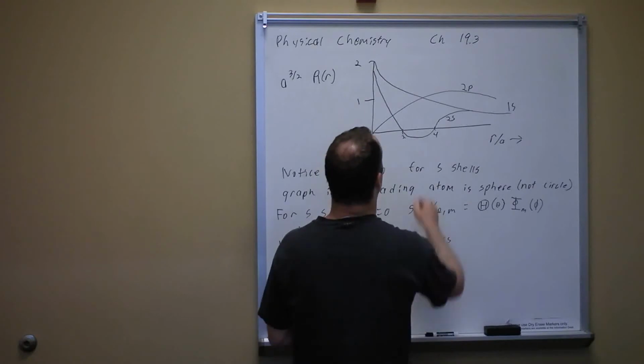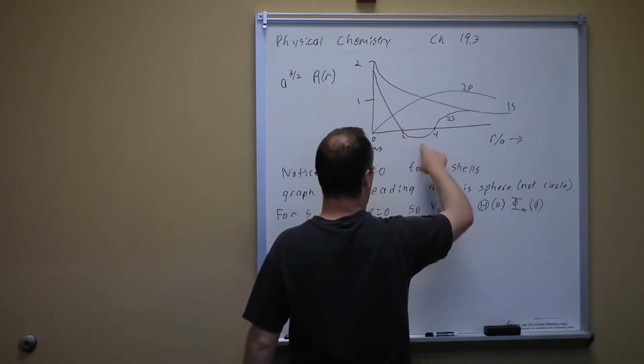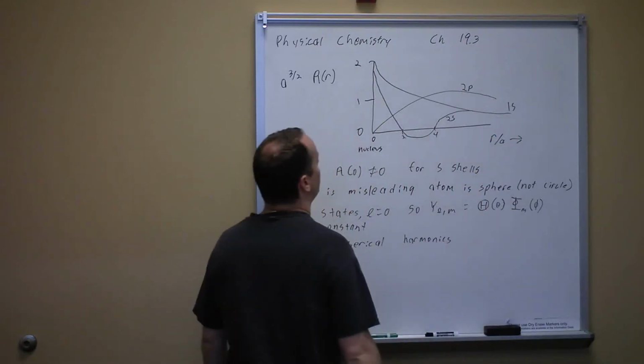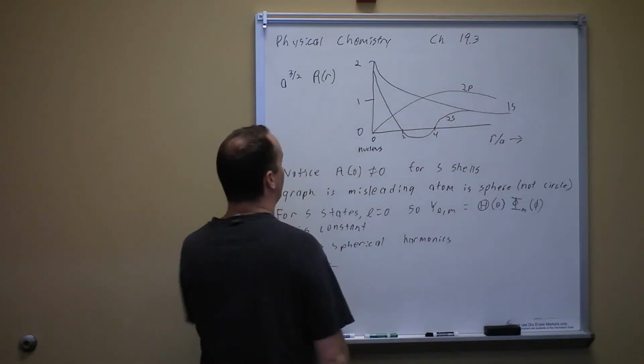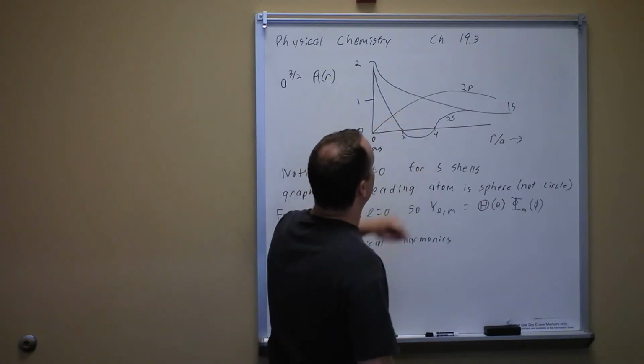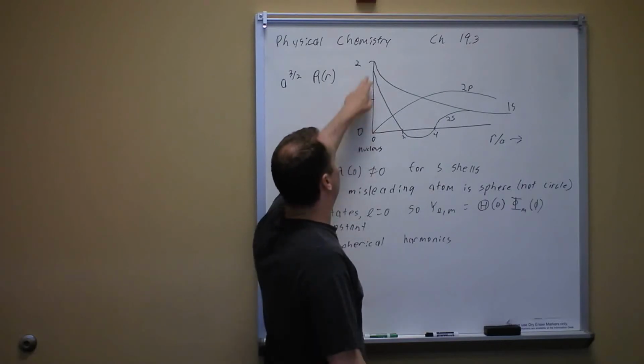And then for a 2s shell, it also does that, but it comes down through 2, back up through 4, and back around. And then 2p, it starts at 0 and goes out this way. So you'll notice that for S shells, I showed the 1s shell and the 2s shell, the R function at 0 is not 0.